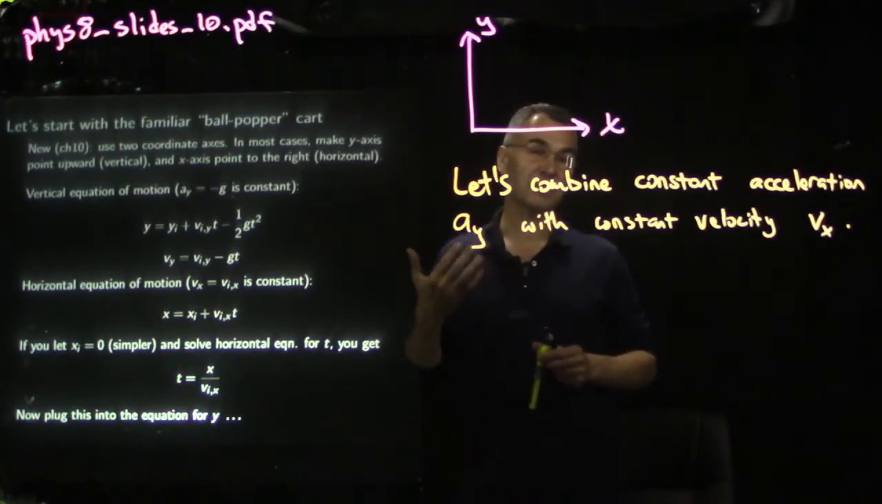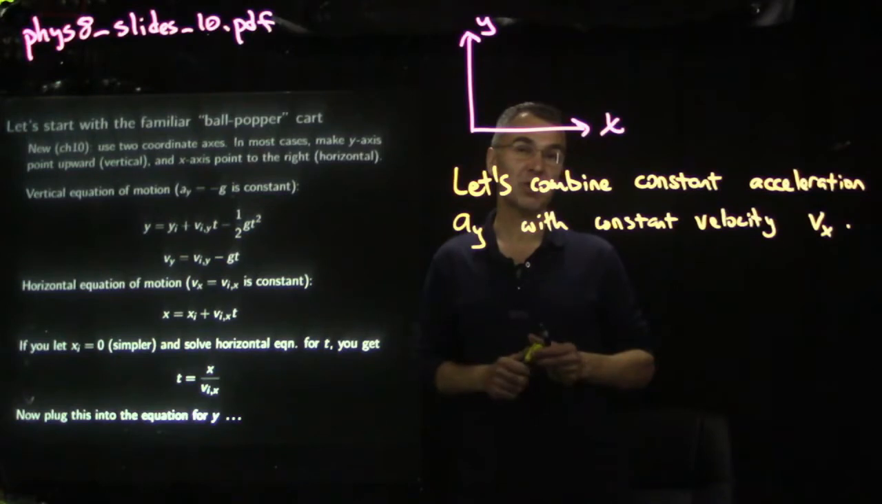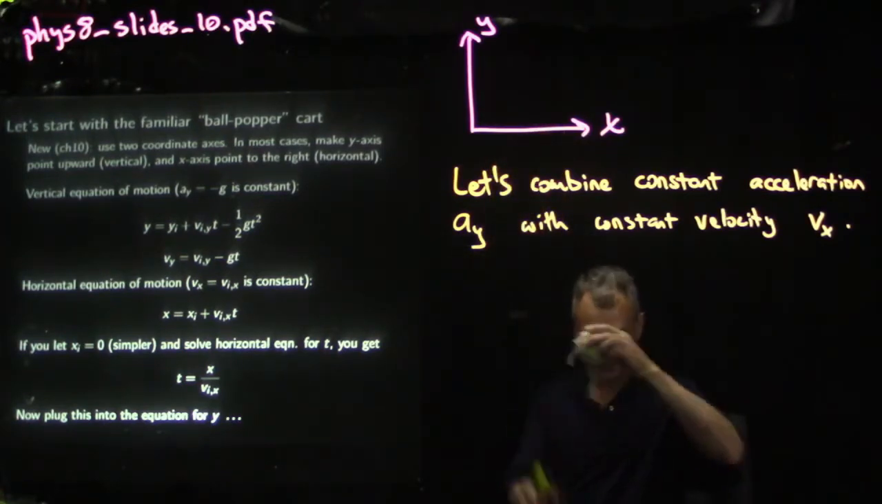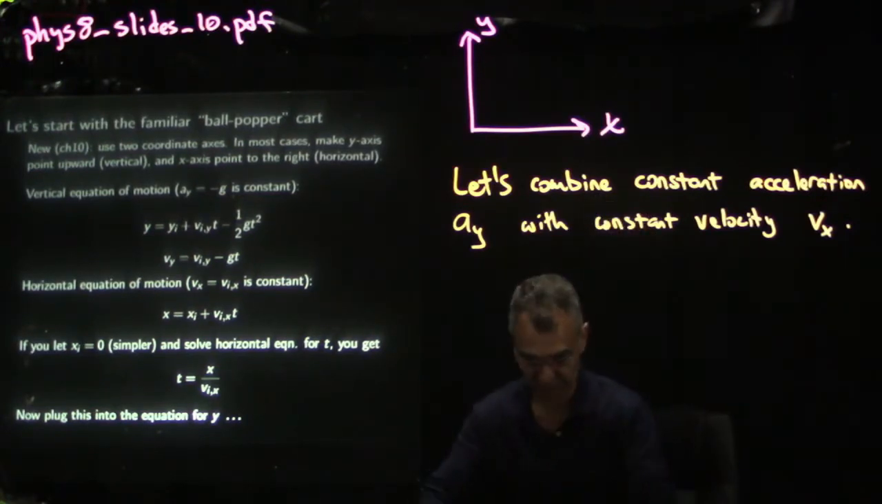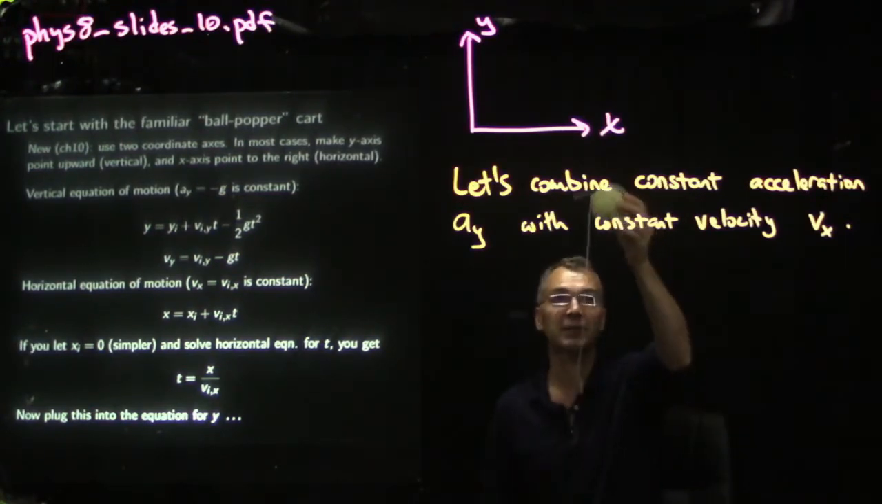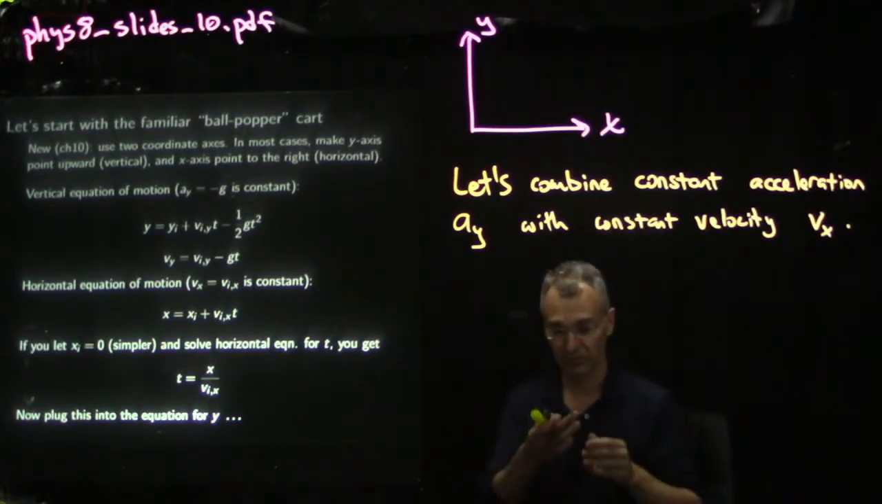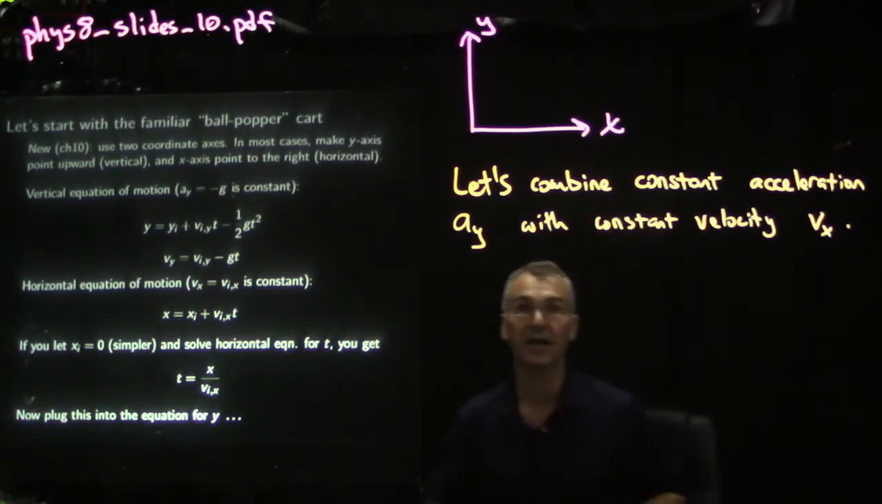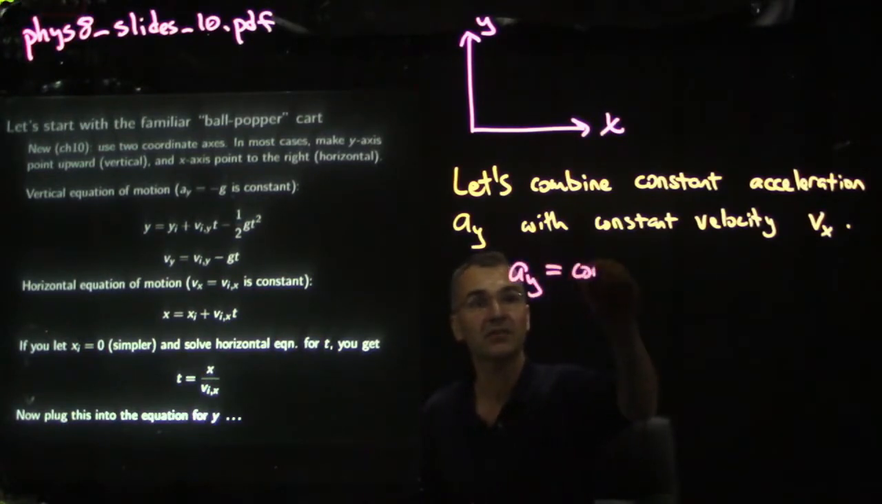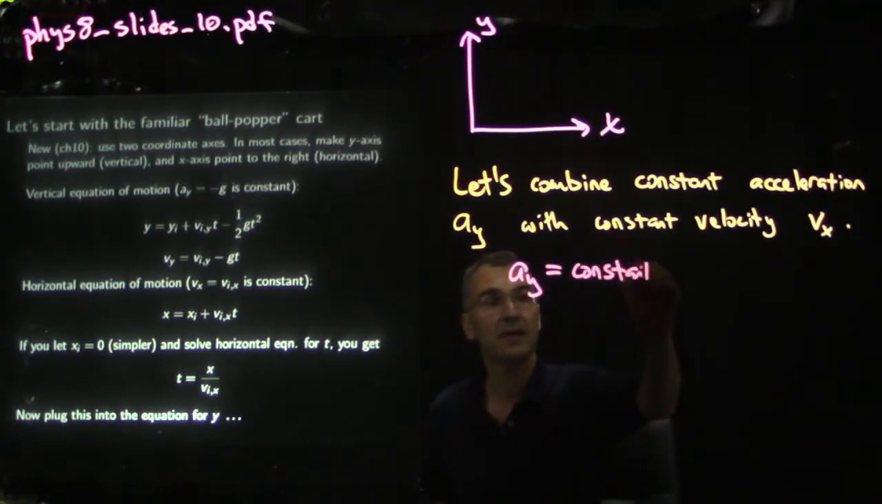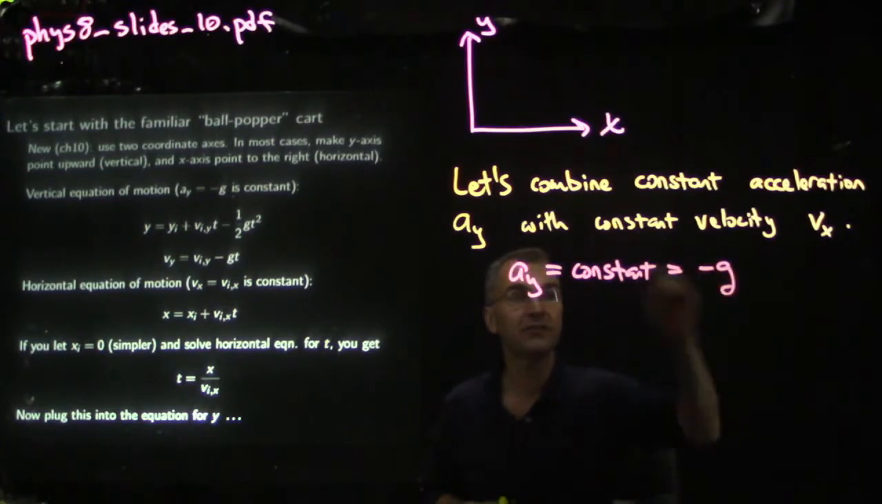To get used to using y as the vertical coordinate and x as the horizontal coordinate, we're going to use the ball popper. We're going to return to the demonstration of the ball popper, and what we're going to do is to combine our familiar constant acceleration example of, for example, throwing or dropping a ball. Okay, but except instead of in the x-coordinate, they'll be in the y-coordinate. So we'll say a sub y is constant. In fact, it'll be minus g.